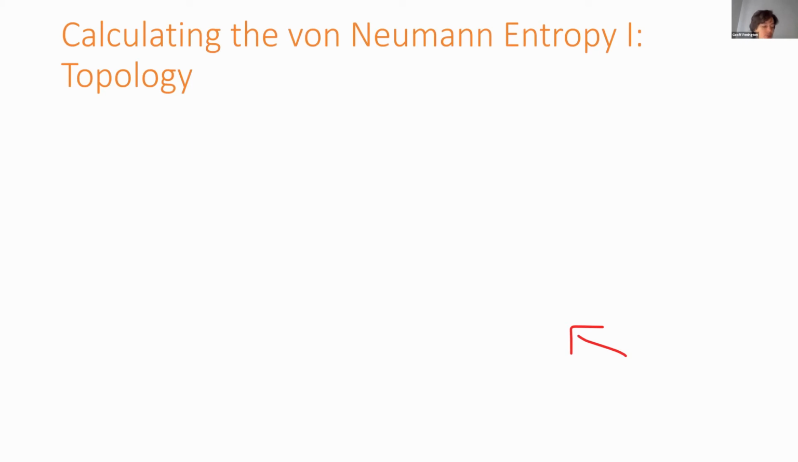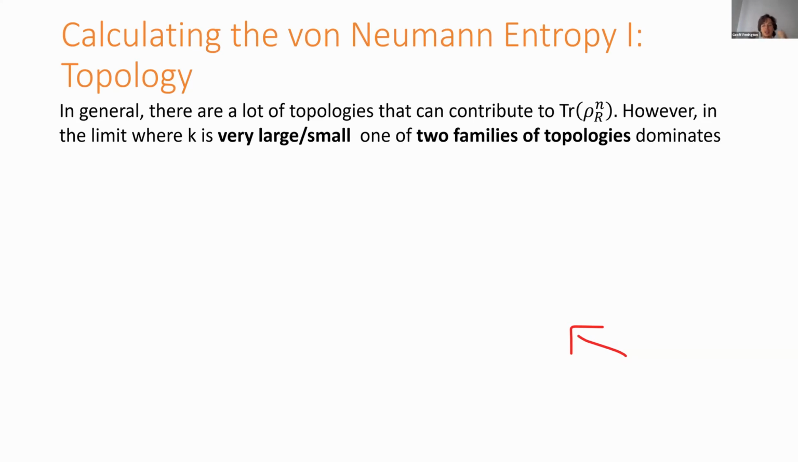Okay, but we're really not interested in the purity, we're interested in the von Neumann entropy. So let's go to calculating that. This is going to be our first very simplified answer. In general, for trace rho to the n, there's a lot of topologies that can be important. However, in the limit where k is sufficiently small or sufficiently big, there'll just be, in fact, one family of topologies that dominates.